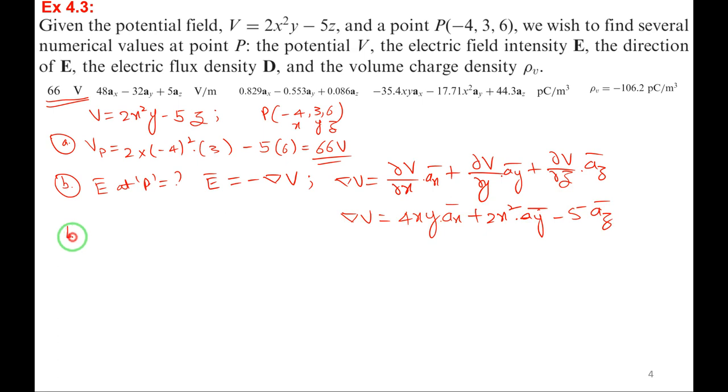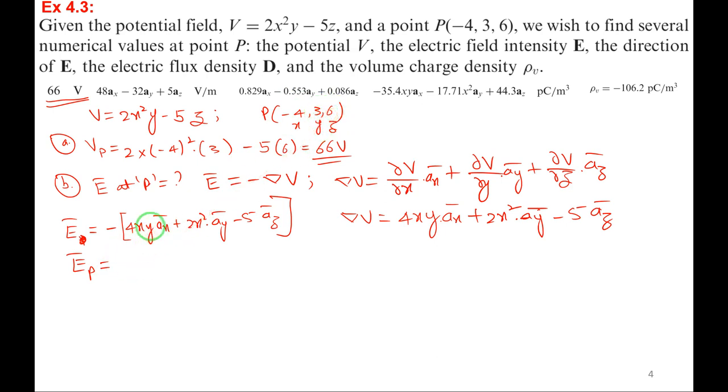So this is E at point P. Let me call it EP, because E at point P, right? E at point P is equal to minus del V, whatever we got. Let me take this minus sign outside: minus (4xy AX plus 2x square AY minus 5 AZ). So substitute the values of x, y, z, then I will get E at point P. X is minus 4, y is 3, z is 6.